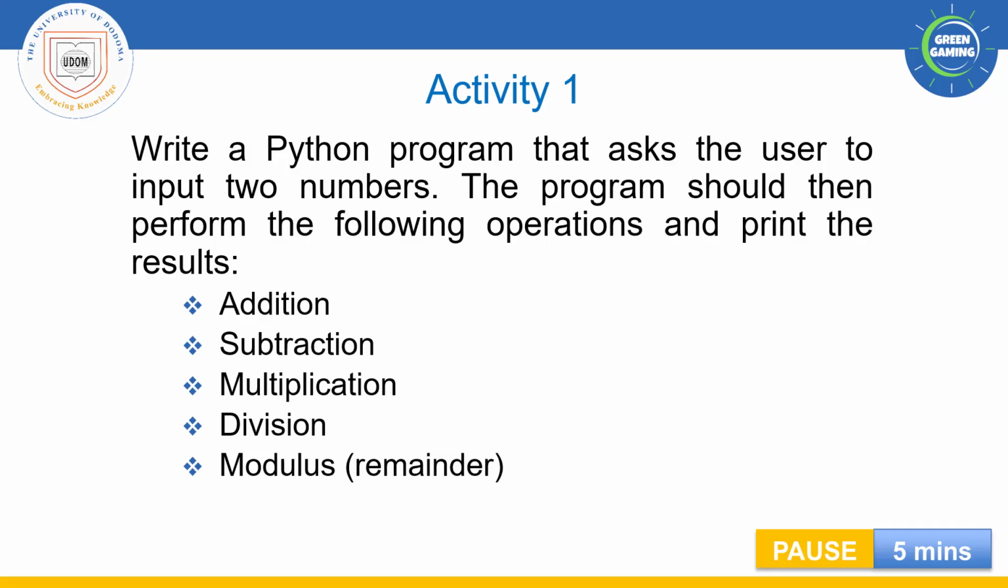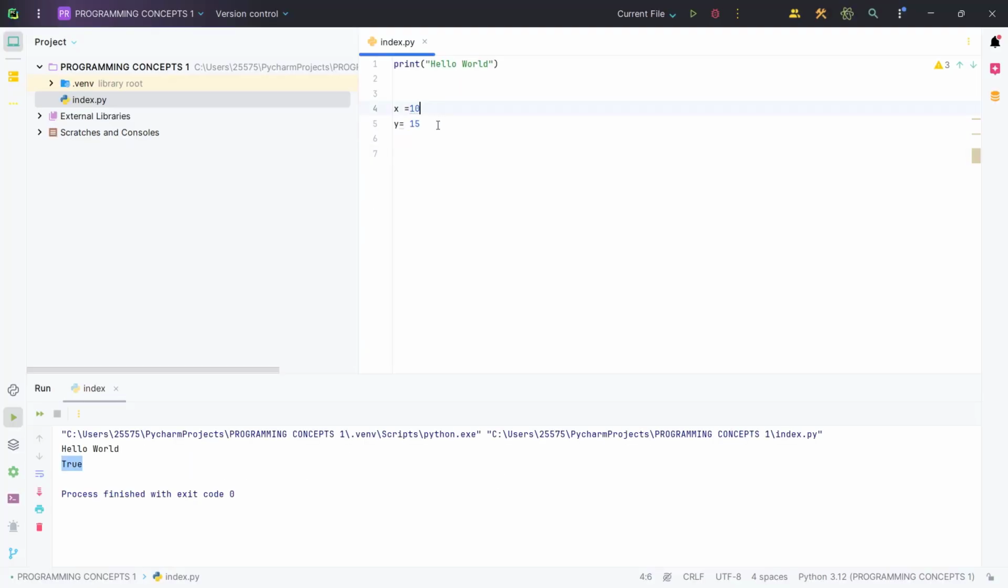So let's do our example. Our activity says that we need to ask the user to input two numbers. The program should then perform the following operations. So two numbers, our numbers are already X and Y, but the user is required to input these numbers. So how can we make a user input a number? We can make a user input a number using the input keyword.